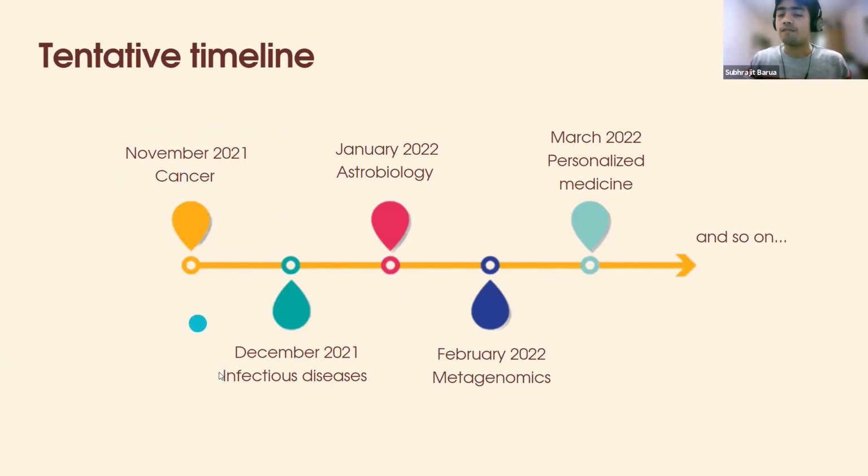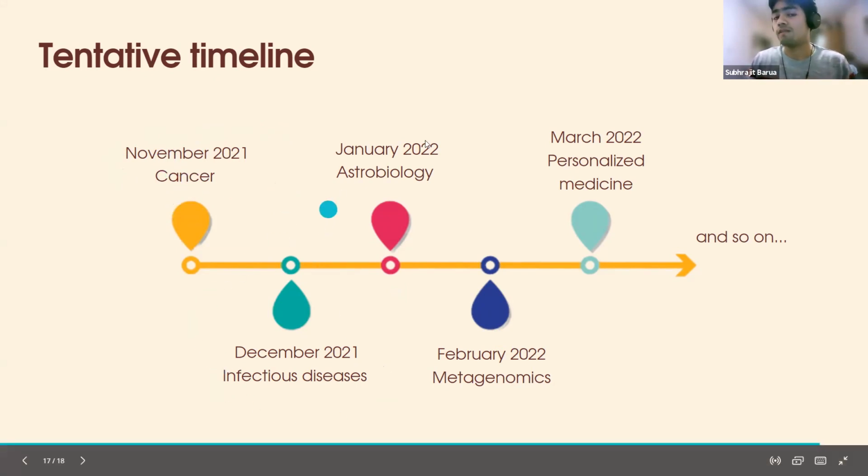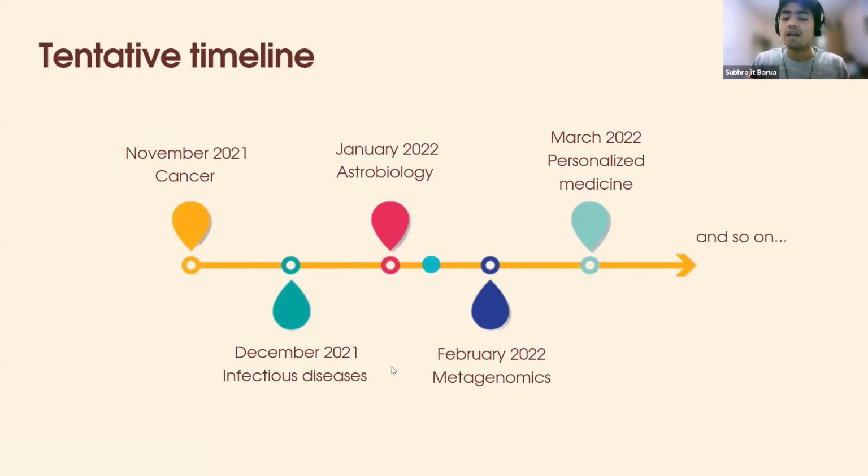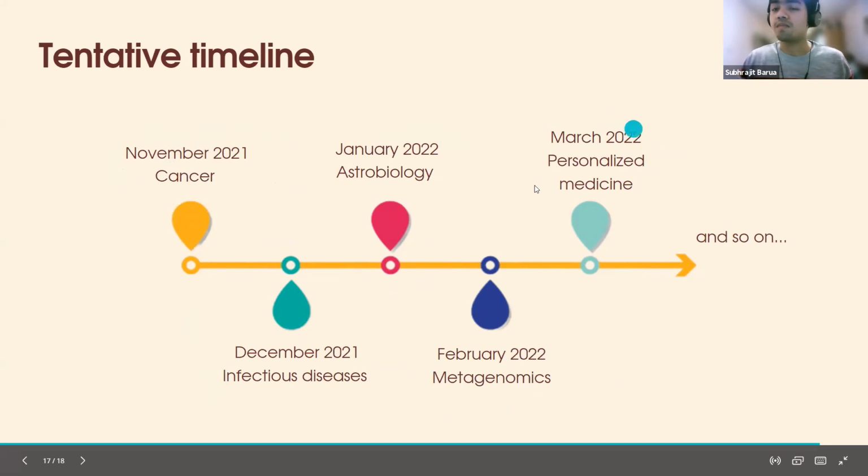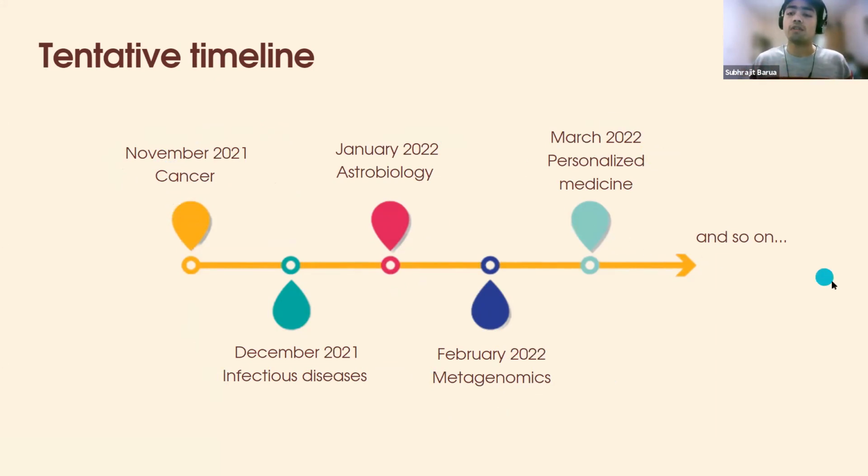In December, we would have infectious diseases. In January, we will talk about astrobiology. In February, metagenomics and microbiome. And March, personalized medicine, and so on and so forth. It will go on and on without stop. Every month, there would be a new theme, a new particular domain of science and bioinformatics, which would be addressed and talked about, and all of you are welcome to be a part of it.